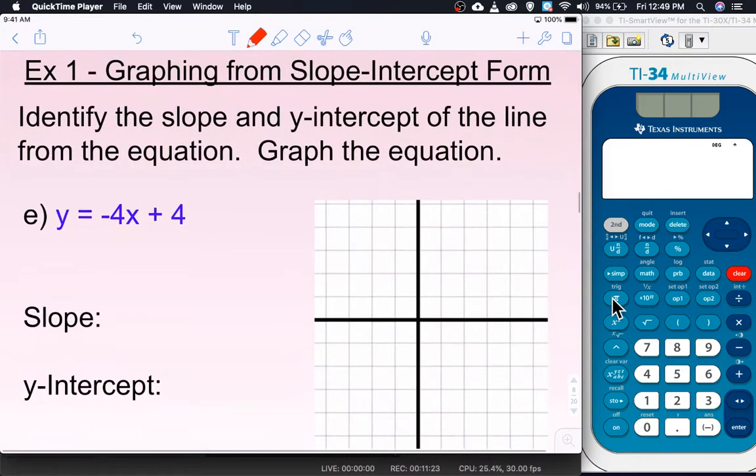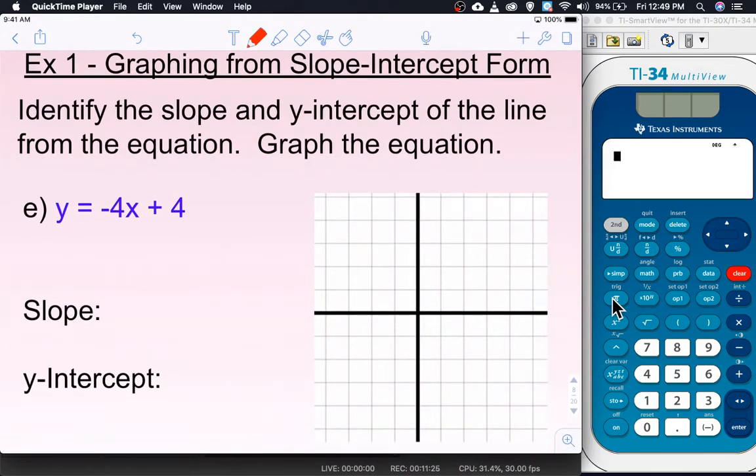Okay, I did one more, you do one more. Go ahead and pause the video and graph this one as efficiently as you can, so quick but correct as you can.